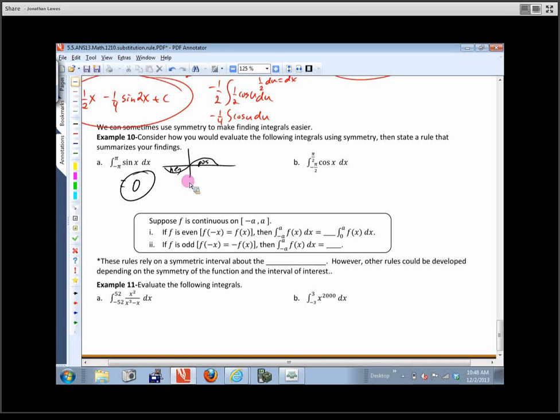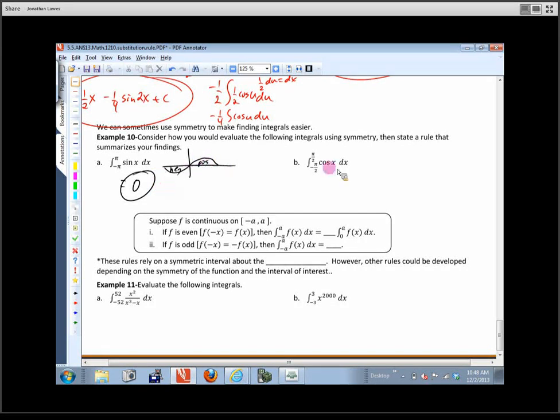Because it's an odd function, whatever we accumulate on this side is going to be canceled out by whatever we accumulate on this side. Remember, whatever value we get going to the right, we get the exact opposite value when we go to the left. That's why it's above here and below there.